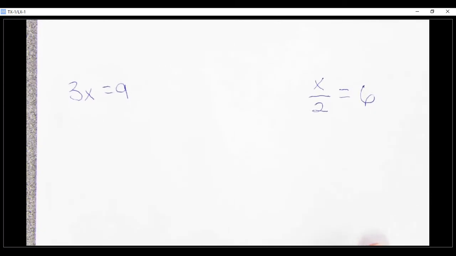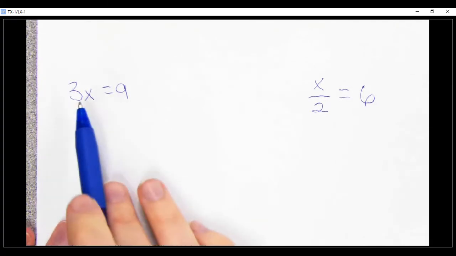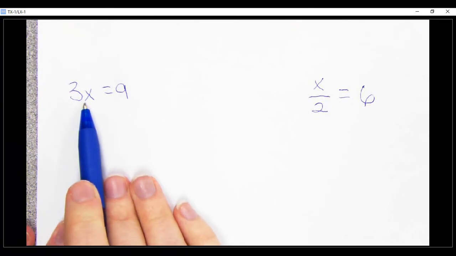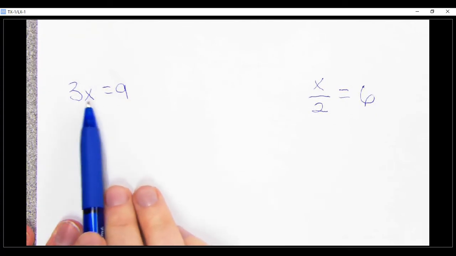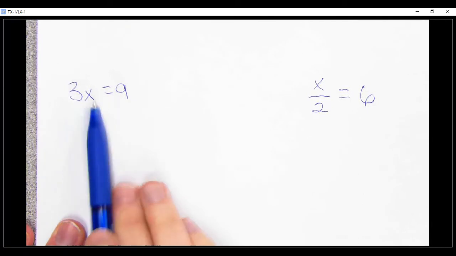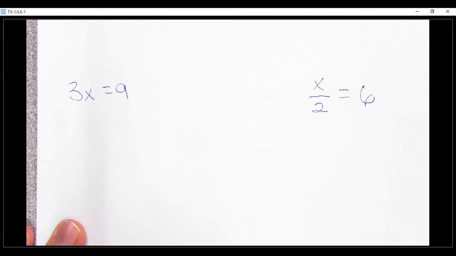Now let's look at multiplication and division. In multiplication and division problems, the first step is to identify what operation is being done with the variable. So in this first problem, I see that 3 and x are right next to each other. I know that that means multiplication. Great. Now I want to get that x all by itself again because it is a loner. It does not want to be by anything. So I'm going to use the opposite operation again to get the variable alone, and I'm going to use that operation on both sides of the equal sign.